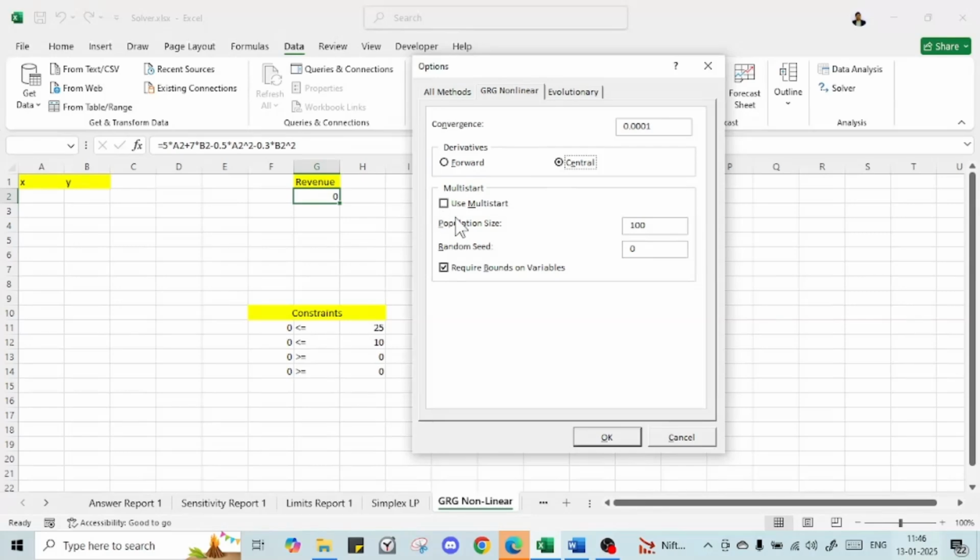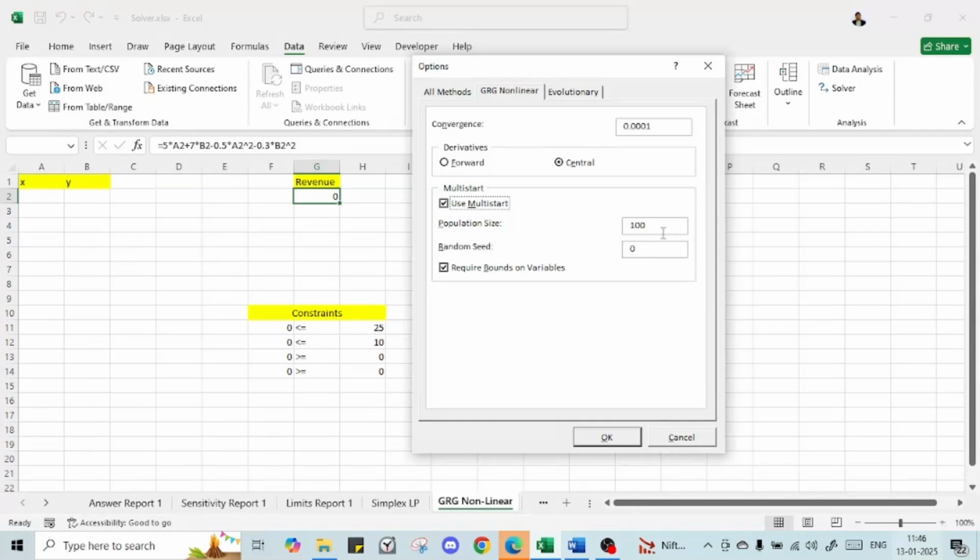And for multi-start, let us use multi-start, because when we start from a single point, it may end up at some wrong solution. But if you use multi-start, it starts from different points at the same time, so that the process of finding the solution is going to be much better.